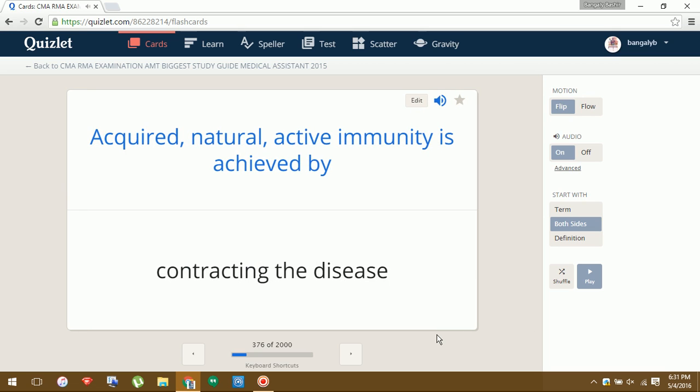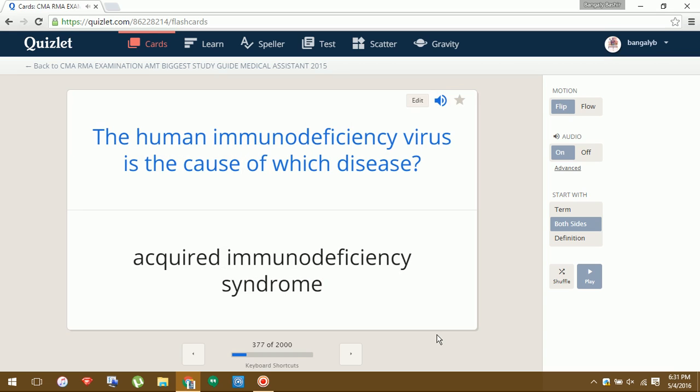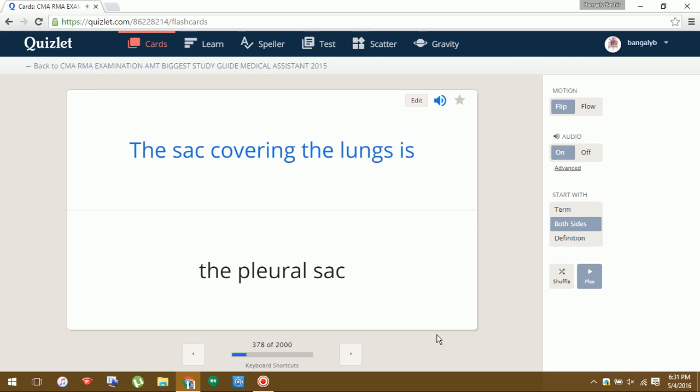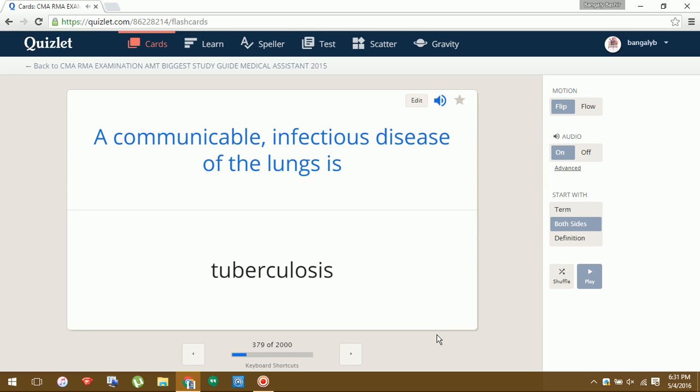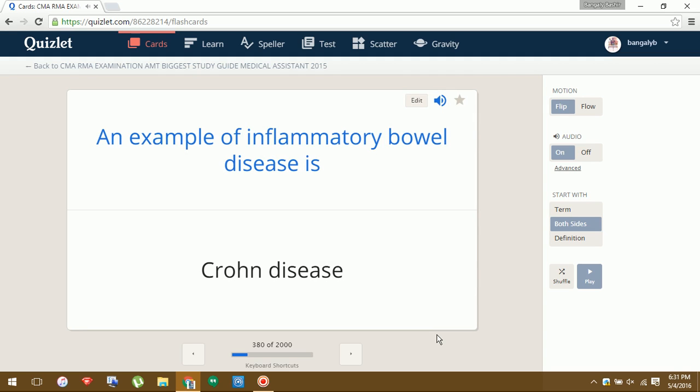Acquired natural active immunity is achieved by contracting the disease. The human immunodeficiency virus is the cause of which disease? Acquired immunodeficiency syndrome. The sac covering the lungs is the pleural sac. A communicable, infectious disease of the lungs is tuberculosis. An example of inflammatory bowel disease is Crohn's disease.